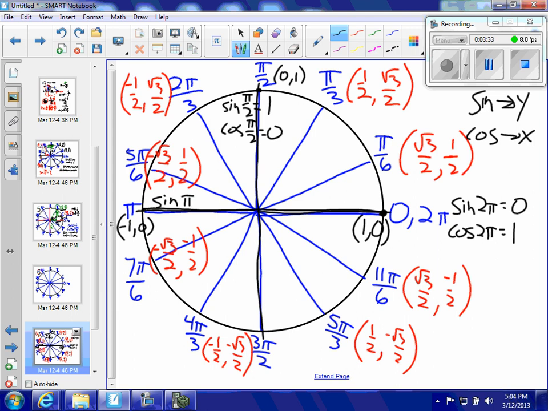Sine pi is equal to 0. Cosine pi is equal to negative 1, sorry, negative 1. Now let's go down to 3 pi over 2. Following the same logic here, this is the point 0, comma, negative 1. So sine 3 pi over 2 is equal to negative 1. And cosine 3 pi over 2 is equal to 0.